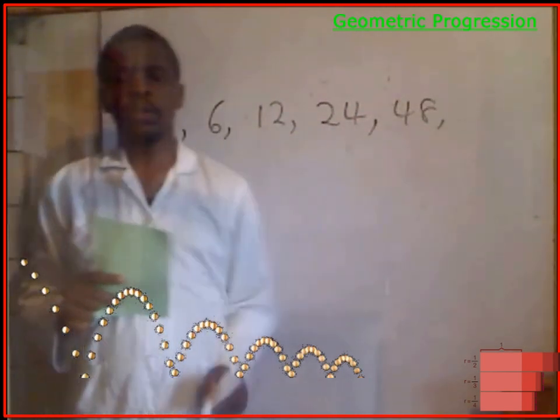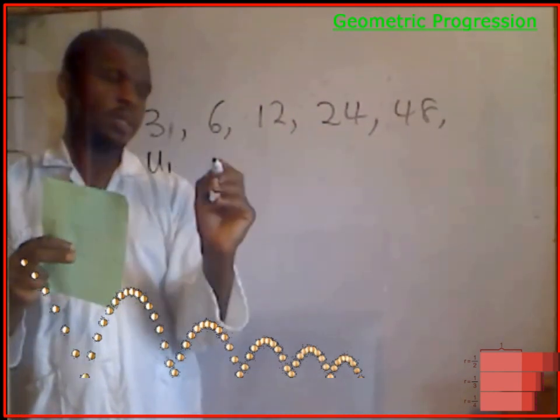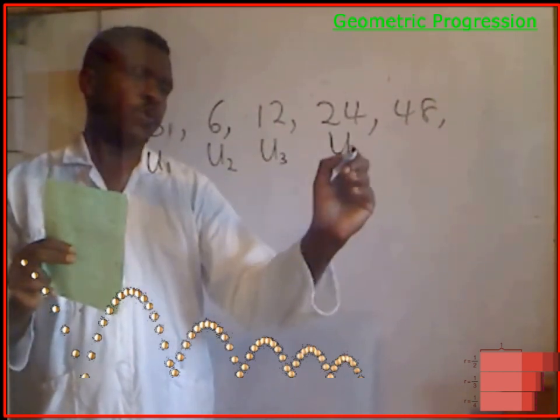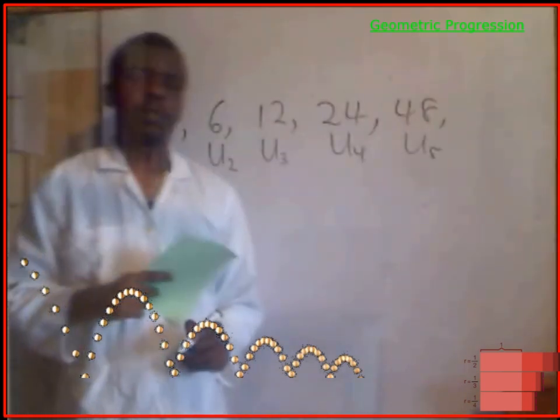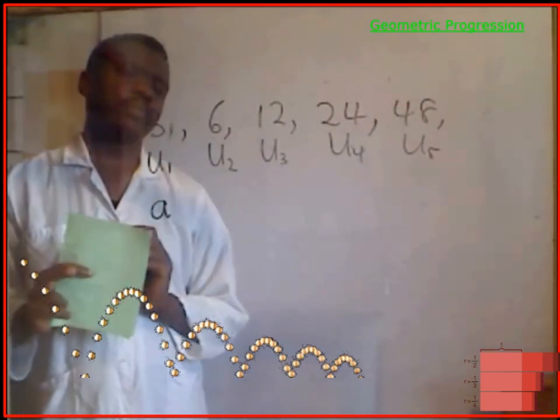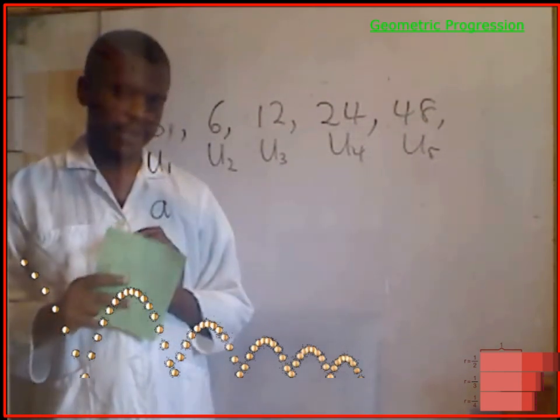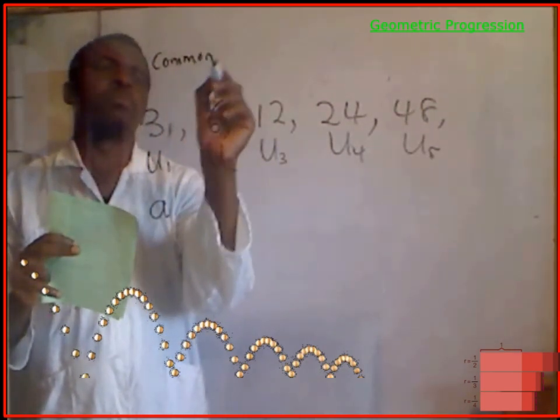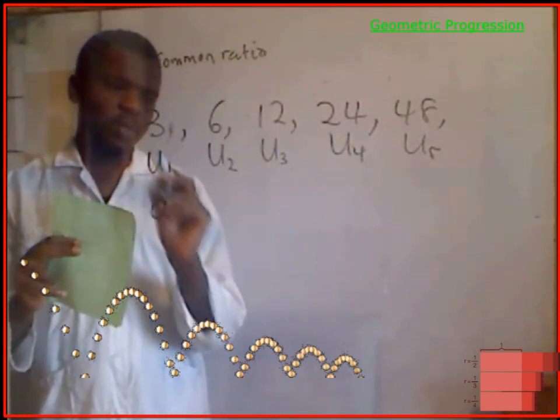Let us consider this sequence here. This we call the first term. Let's use U1. This is the second term, U2. This is the third term, U3. Fourth term, U4. Fifth term, U5. This is our first term. We call that A. What is the second term? Second term is 6. How do I get the second term from the first term? By multiplying it with a common ratio. What is our common ratio here? Common ratio is 2. So 3 times 2 gives me 6.